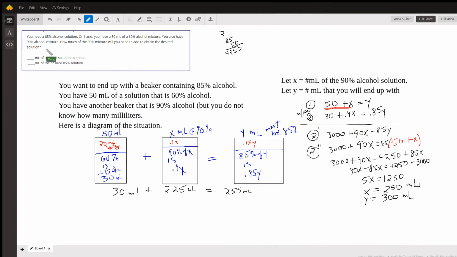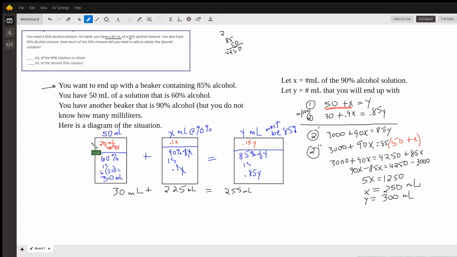Okay, here's another mixture problem that we're going to go through. We want to end up with an 85% alcohol solution. That means you want to end up with a beaker containing 85% alcohol. And you know that you have a beaker that's 90% alcohol. You don't know how much or how many milliliters of that substance you have. And you also have a beaker that does contain 50 milliliters of a 60% alcohol mixture.